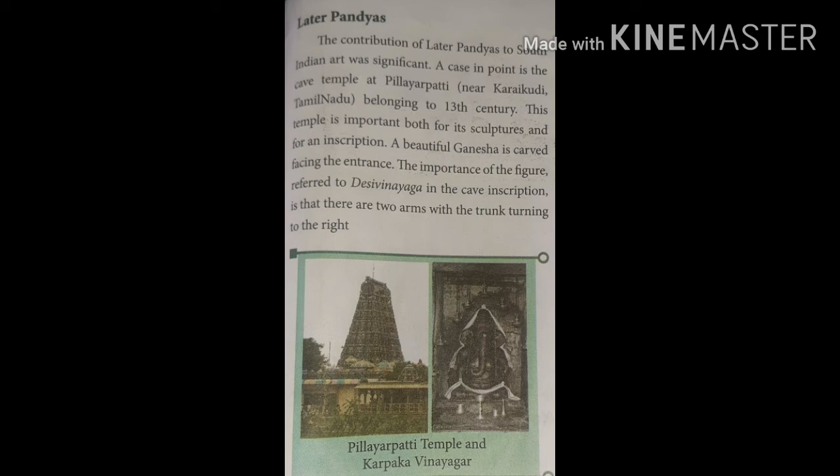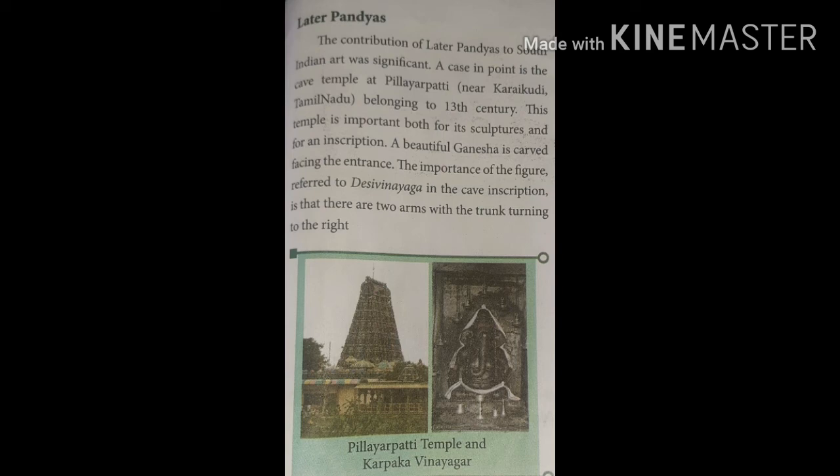Now it can be seen at the temples present at Pillayarpatti near Karaikudi in Tamil Nadu. So the later Pandya rock-cut or cave temples are now present at Pillayarpatti near Karaikudi in Tamil Nadu, that belonged to the 13th century. This temple is important both for its sculptures and for its inscription.